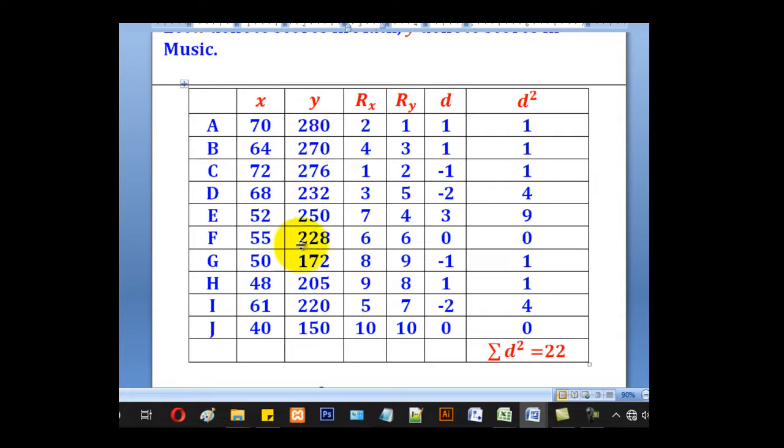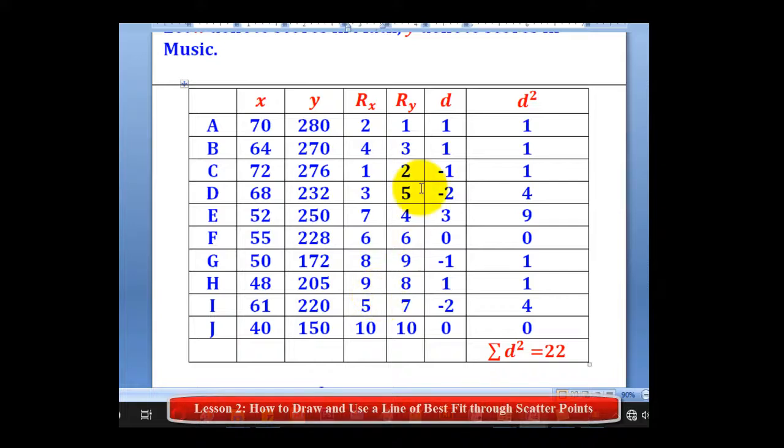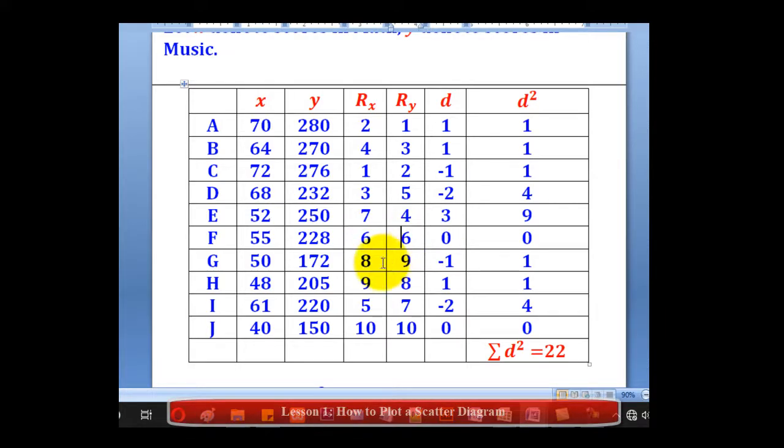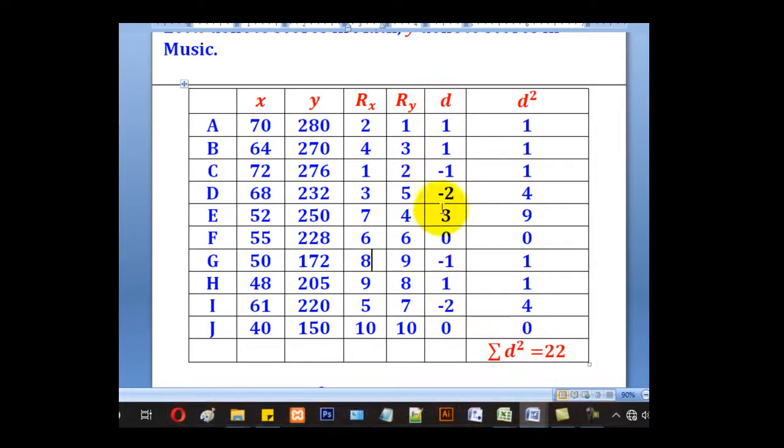Do the same for Y. The ranking for Y is as follows, 1 up to 10. Now d is the difference between the ranked pairs. So we shall say 2 minus 1 to give 1, 4 minus 3 to give 1, 1 minus 2 to give negative 1, 3 minus 5 to give negative 2, 7 minus 4 gives 3, 6 minus 6 is 0, 8 minus 9 is negative 1, 9 minus 8 is 1, 5 minus 7 is negative 2, 10 minus 10 is 0. That's how we generate the values in the column of d.